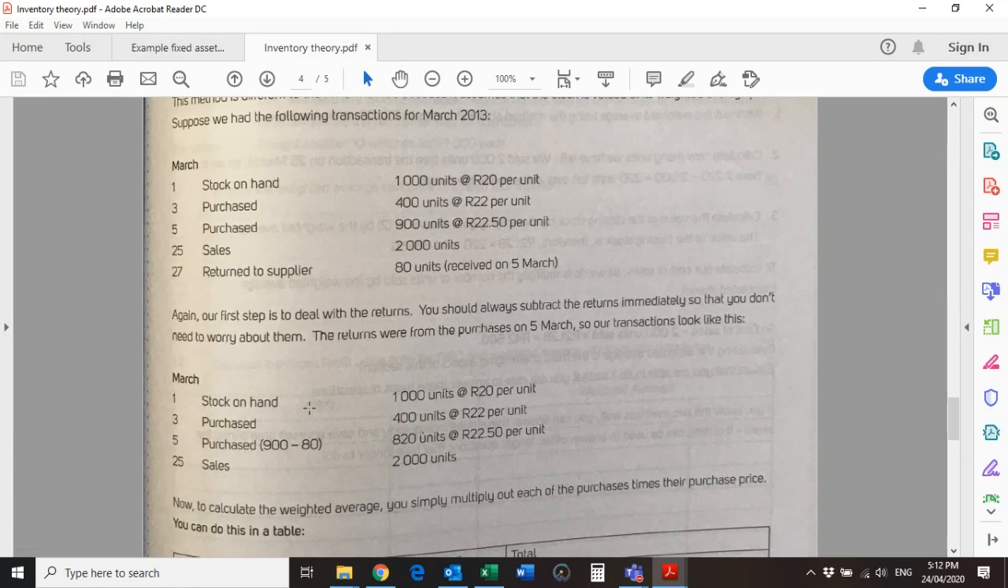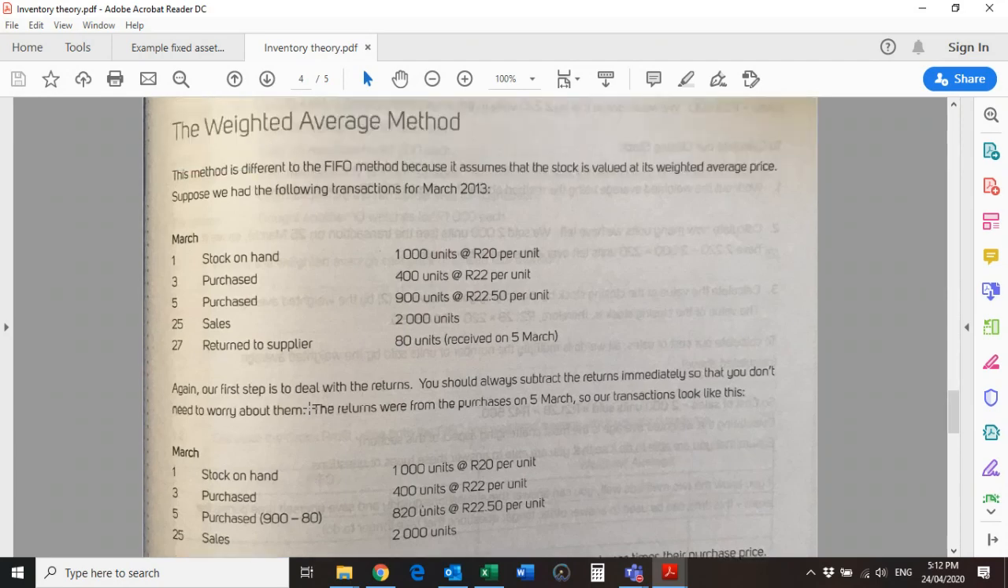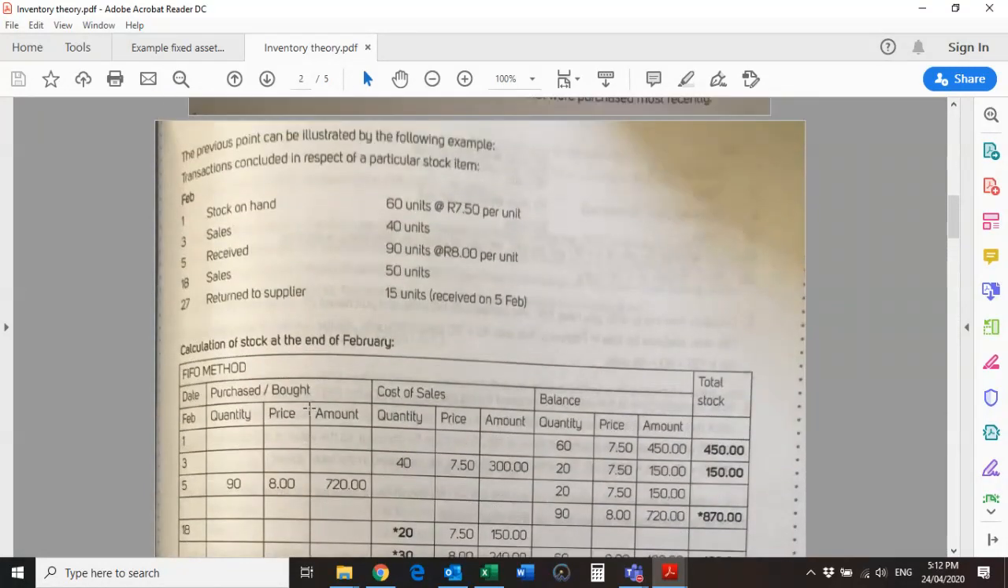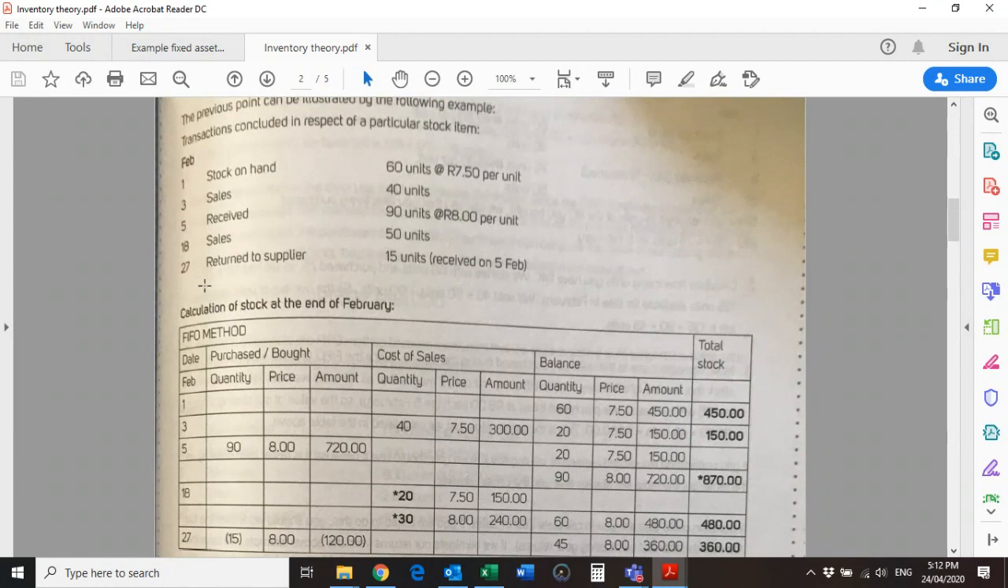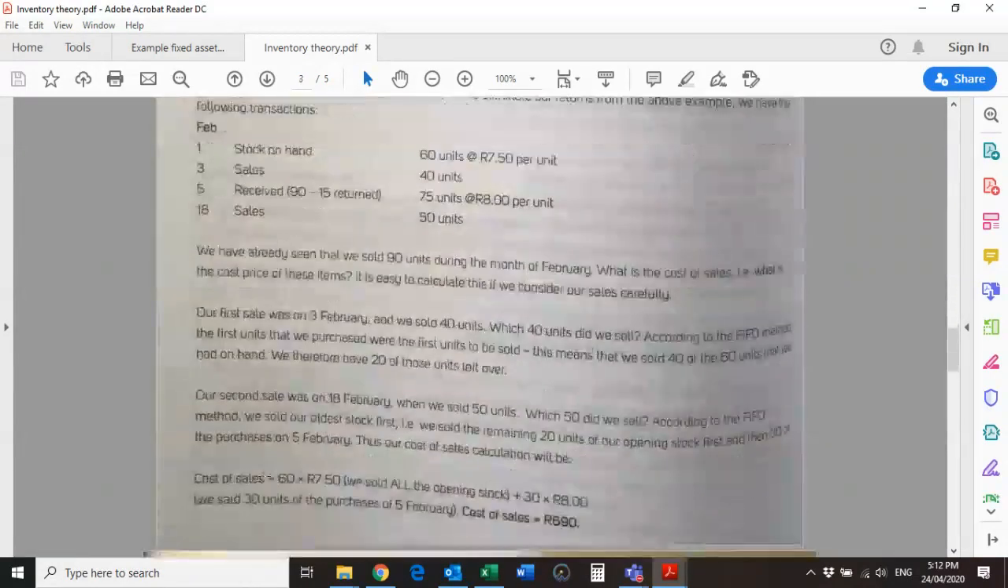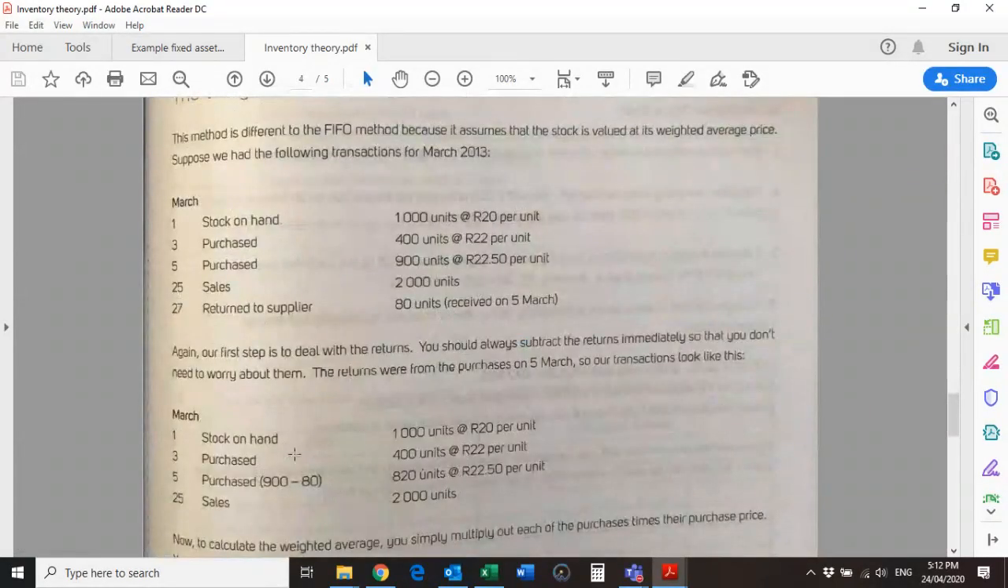Okay, because you'll remember that with the weighted average method, you only work it out every time you buy new stock. Why I'm saying it's so important is, have a look here at our first-in-first-out method. It says the 27th, returned to supplier 15 units. Now can you see that I can take into account on the 27th only that I returned 15 items? Where here, I returned 8 units on the 27th, but I'm taking it into account on the 5th. Okay, so that's important for you to know.